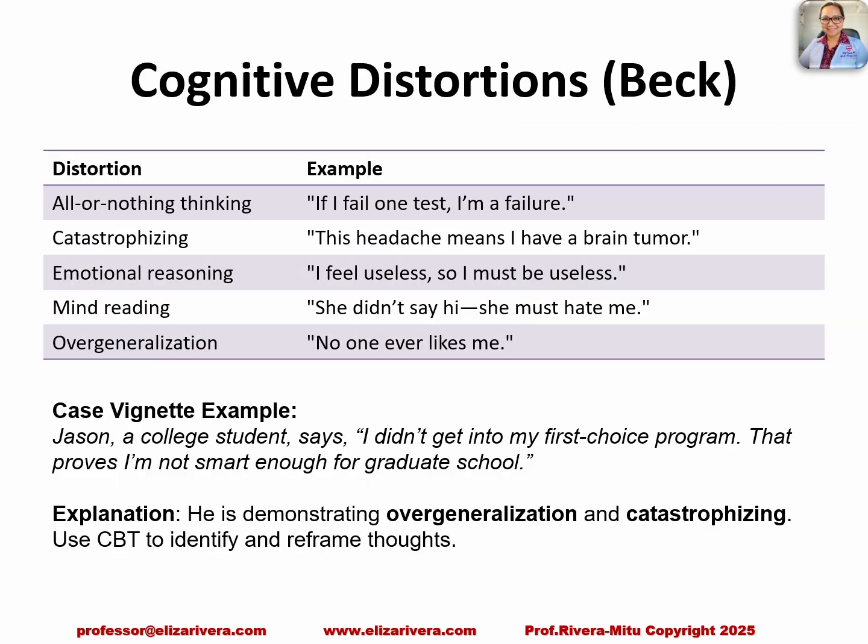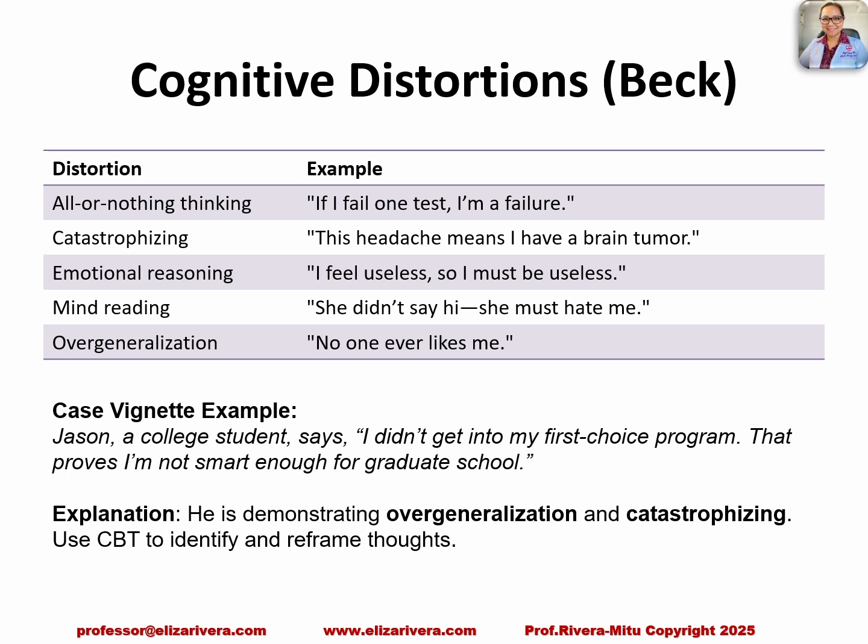Let's dive a little bit deeper into cognitive distortions identified by Aaron Beck, which are common patterns of negative thinking that can contribute to emotional distress. This table lists 5 distortions with relatable examples: all or nothing thinking, catastrophizing, emotional reasoning, mind reading, and overgeneralization. For instance, all or nothing thinking involves seeing situations in black and white terms, like believing a single test failure defines your entire worth.